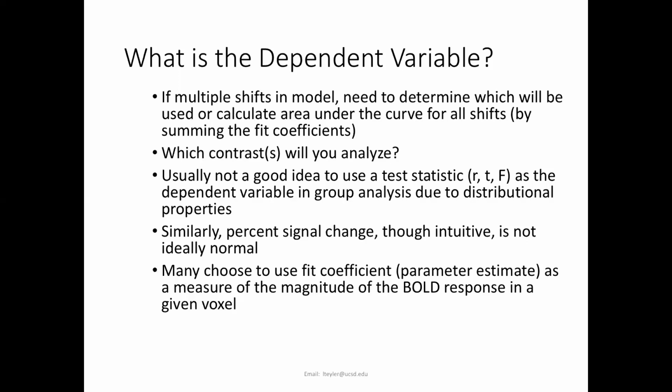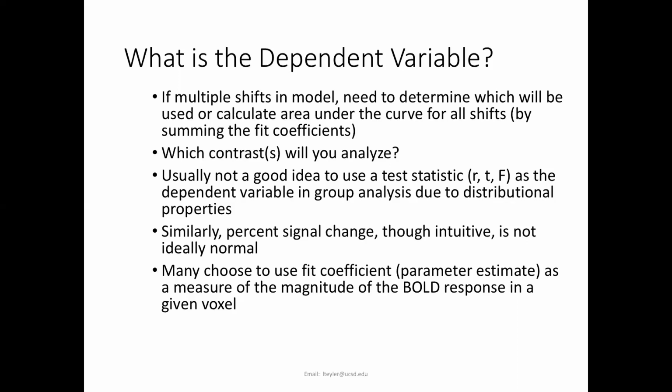There will be more on that, but basically you do your individual subject level analysis, and you have a 3D spatial array of one number per voxel per person, and it's whatever contrast you've picked and whatever dependent variable, like a fit coefficient, that you've picked.